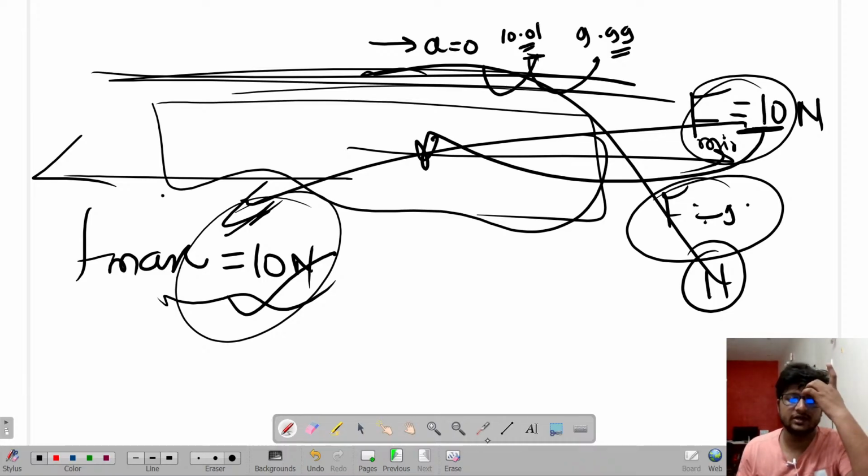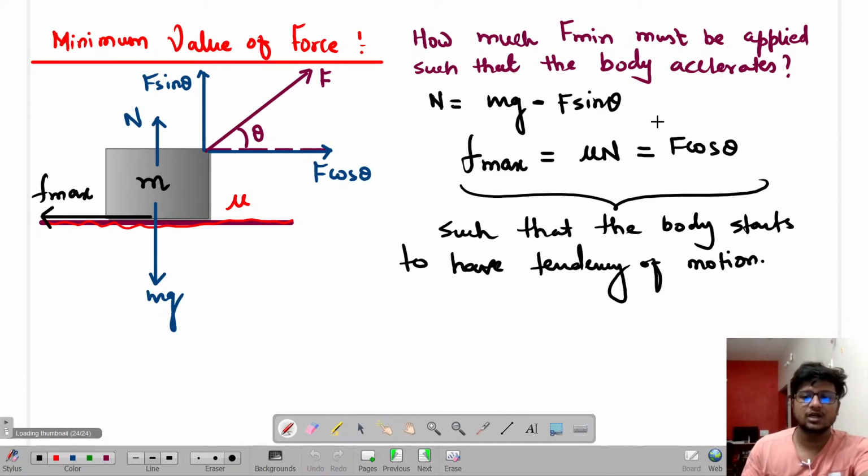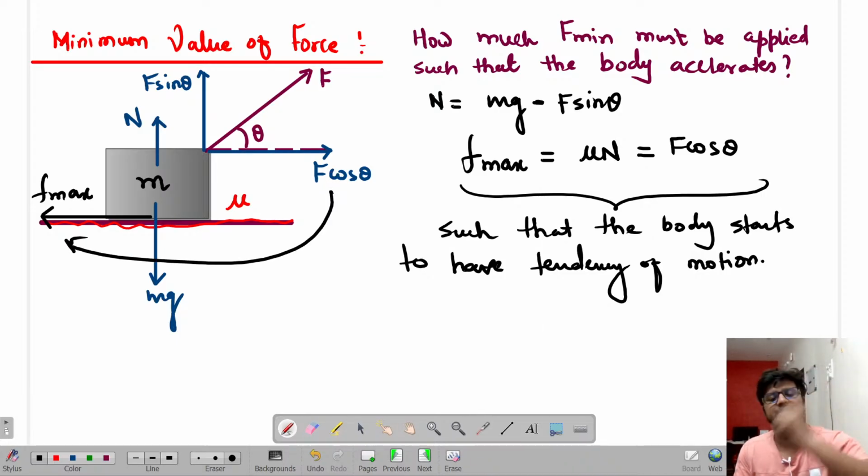So this is what I was saying, that the applied force which is accelerating the body is F cos theta. F cos theta must be equal to F max at least. Will you get me or not? Clear? When we take F cos theta, that is the minimum force. Is that clear or not? So what is the value of F max? Mu into N.